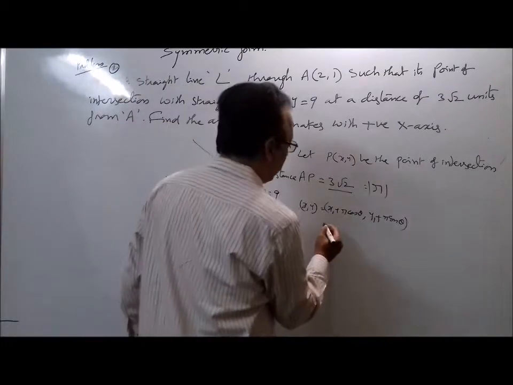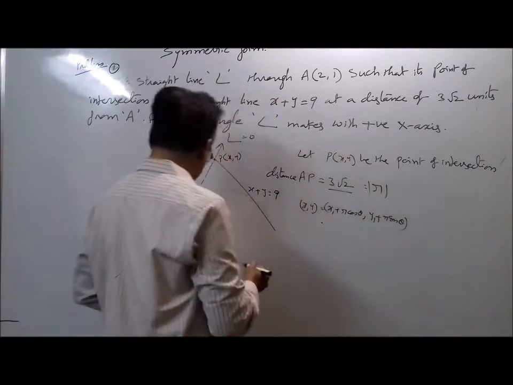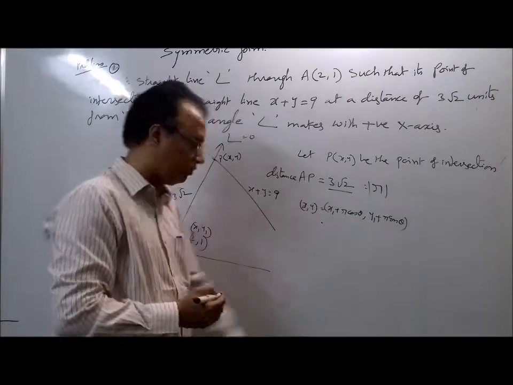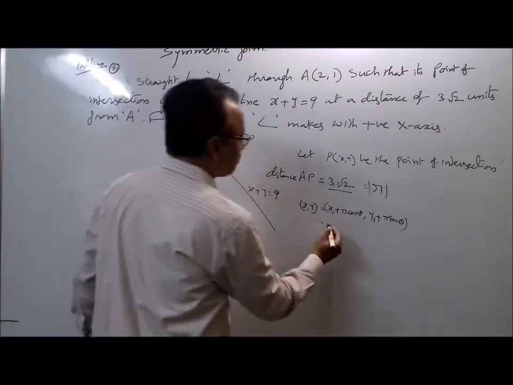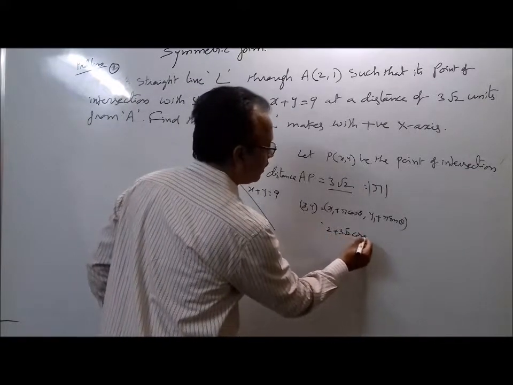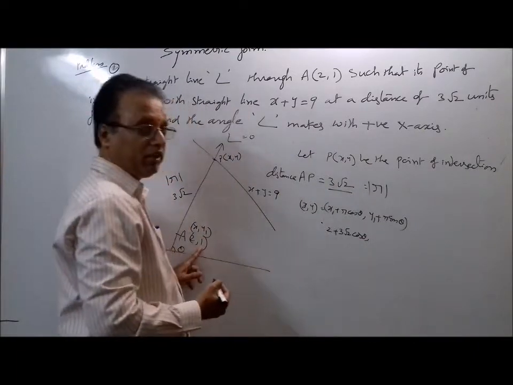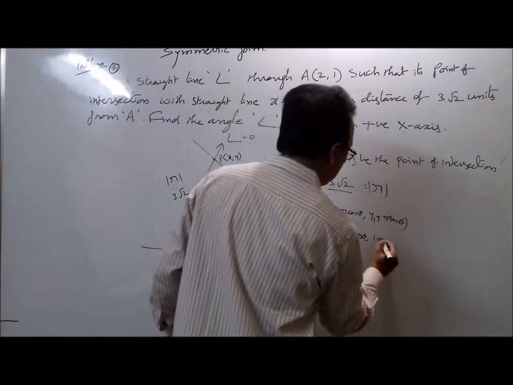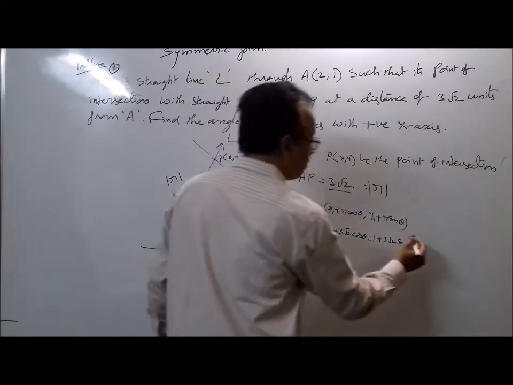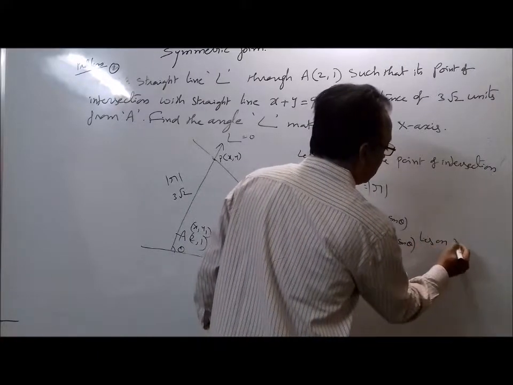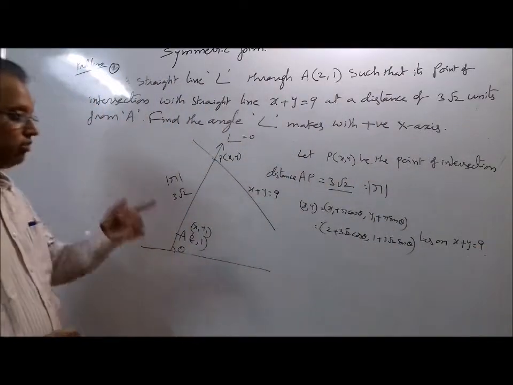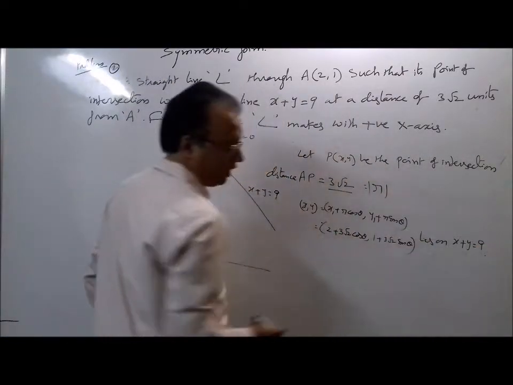So what is this theta? Theta we have to find. x1, y1 we know. So 2 plus 3 root 2 cos theta, and y1 means 1, plus 3 root 2 sin theta. This point lies on x plus y is equal to 9, so this point should satisfy it.